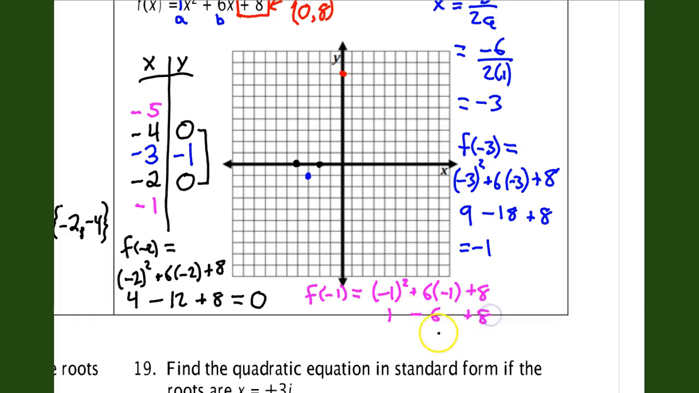Okay, so I plug in all the values. 1 minus 6 plus 8 will give me 3. Of course I'll get 3 for both. So negative 1 comma 3, and we'll have negative 5 comma 3 as well. And we already have the y-intercept here. We already know what 0 is. It comes out to 8.